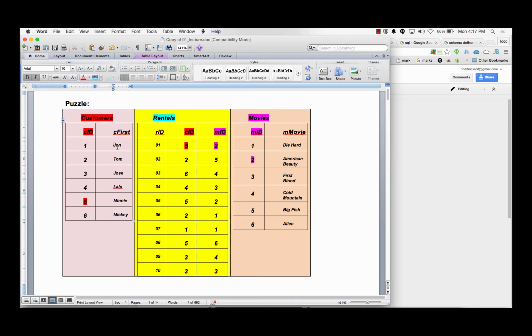The main thing you want to know is this relational database deal. Here we have American Beauty, which has movie ID 2. In rental transaction 1, the movie rented was ID 2, which is American Beauty, rented by customer ID 5, and customer ID 5 is Minnie. So Minnie rented American Beauty. That was rental transaction 1. And that's called the key field, and it has to be unique. Every record needs a unique identifier so that we can reference it, right?